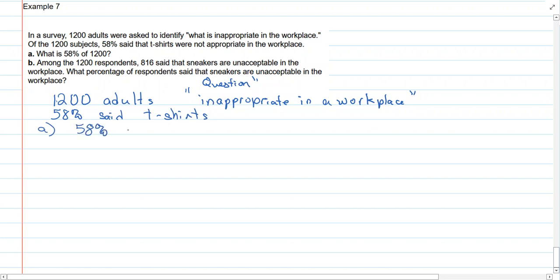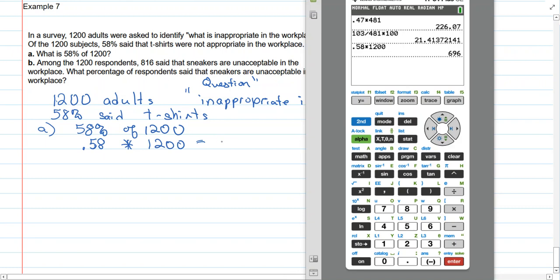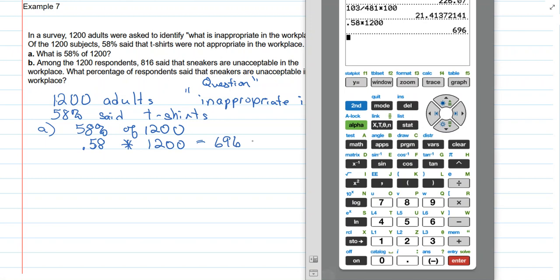What is 58% of 1,200? All right. So we're going to change 58 to a decimal. Of means to multiply, and the 1,200. So we're going to use our handy dandy calculator. And this came out to 696 adults.